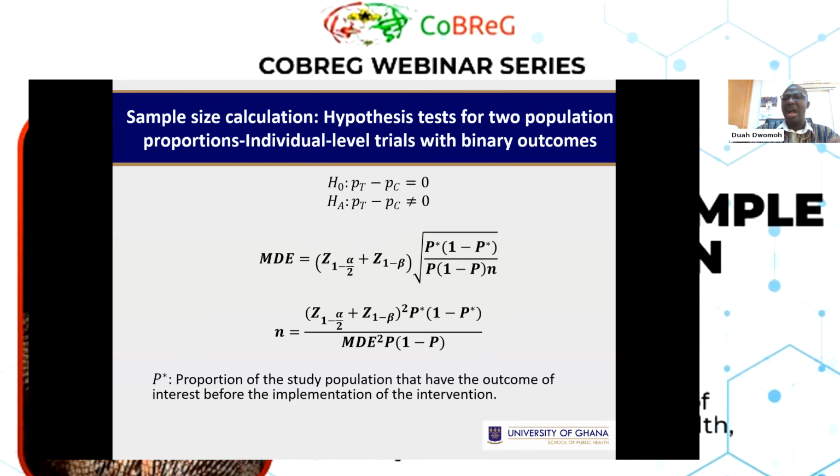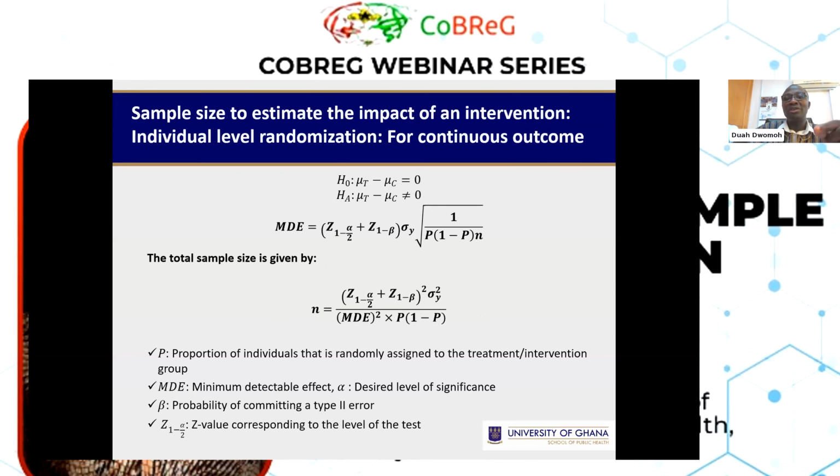Okay, now for binary outcome. So you see the first one was for continuous outcome. So let me go back. For continuous outcome, the critical determinants are the standard deviation and the minimum detectable effect. But the standard normal variate, Z subscript 1 minus alpha over 2, and the power of the study, Z subscript 1 minus beta, are there. Remember, 1 minus beta is the power of the study. The beta is the probability of committing type 2 error, so 1 minus it now becomes the power of the study. So the power of the study is captured. The standard normal variate, which is based on the probability of committing type 1 error, is also captured. The minimum detectable effect is there, but you have the standard deviation there.